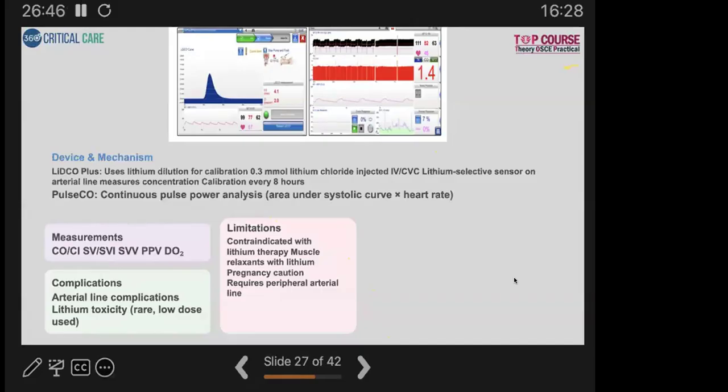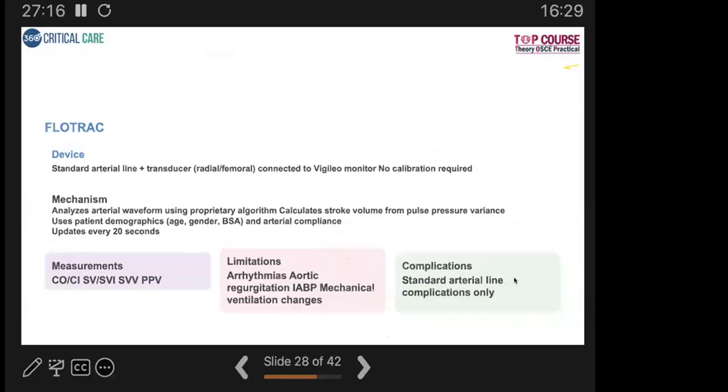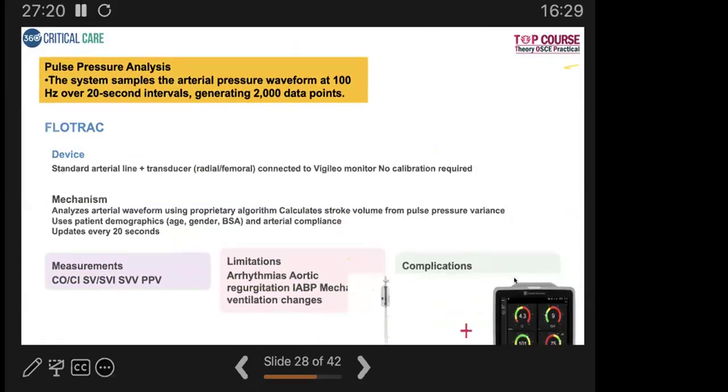So the main limitations are, it is usually contraindicated with lithium therapy. Muscle relaxants with lithium is not a good combo, and in pregnancy you should be cautious, and it requires an arterial line. And what are the common complications? Arterial line related complications, and lithium toxicity could be a possibility, but it is very rare. So this also measures all the cardiac output values similar to that of the PiCCO and the VolumeView. Only difference is that we are using lithium for the dilution. That's all, thermodilution. So next we will be discussing FloTrac.